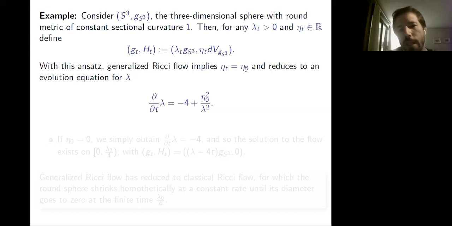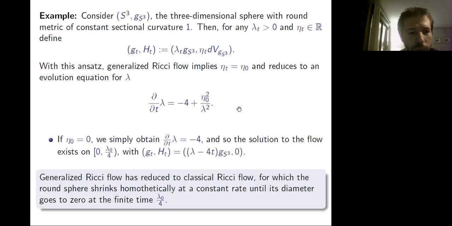With this ansatz, generalized Ricci flow implies that eta_t equals eta_0, so eta_t is constant. This is not surprising because the generalized Ricci flow is preserving the cohomology class of the three-form, and this is changing the cohomology class, so eta_t needs to be constant. And then we reduce to an evolution equation for lambda, which reads as follows: the partial derivative of lambda with respect to t is -4 plus eta_0 squared divided by lambda squared.